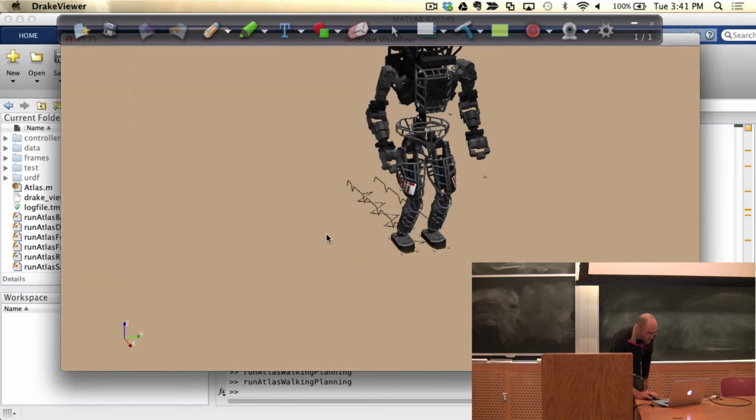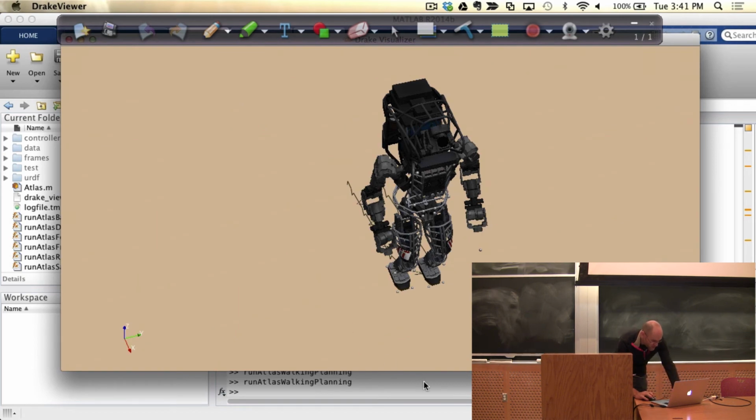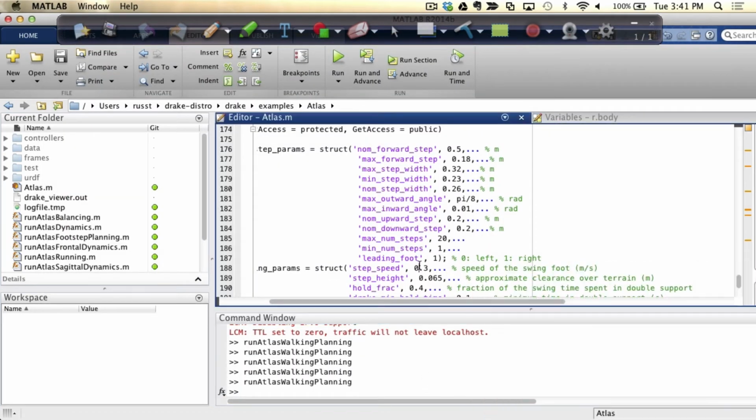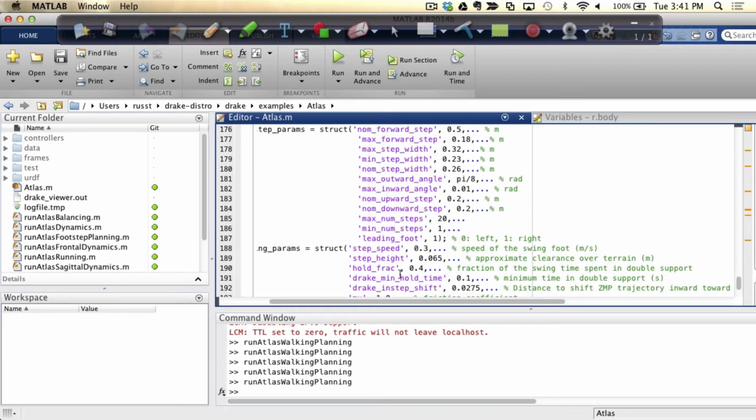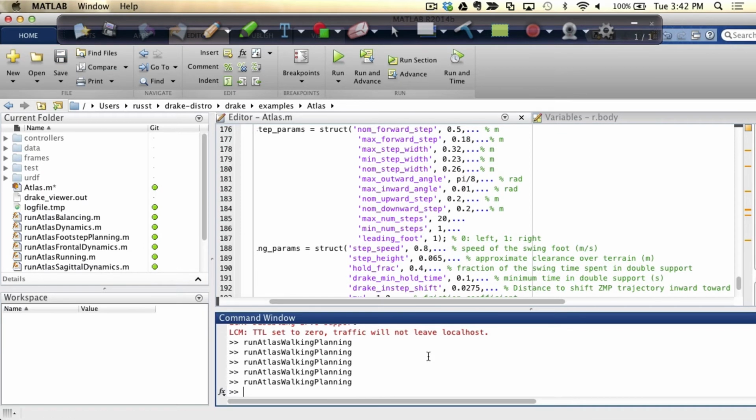The cool thing is, this is all parameterized. I want you to understand it's parameterized. Here's Robin's footstep parameters. You can say step width, all these different things. So let's crank up the speed a little bit. I won't do that to you, but let's make it quite a bit faster.